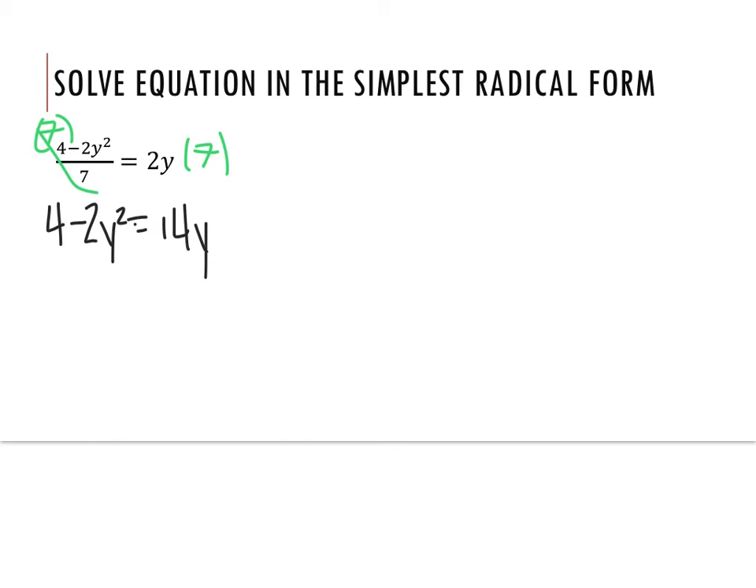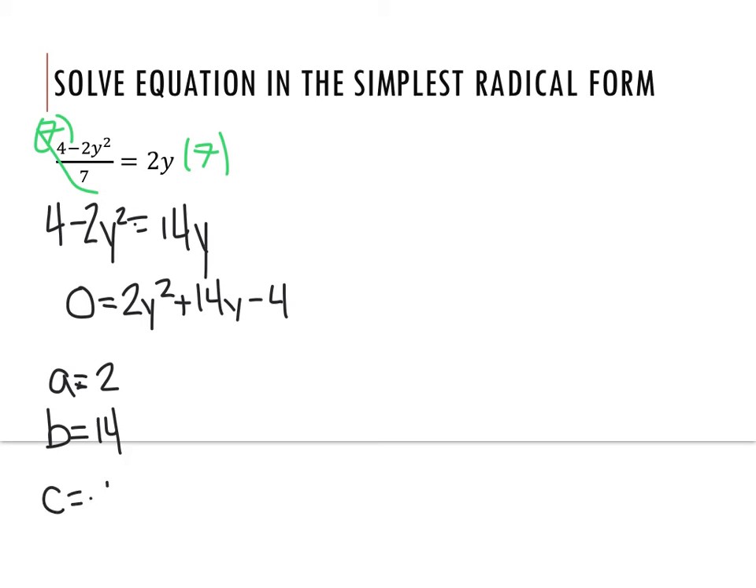I can move everything to the other side. So you have a positive 2y squared now. You have a positive 14y, and then you have a negative 4. So now you can tell that A is 2, B is 14, and C is negative 4.